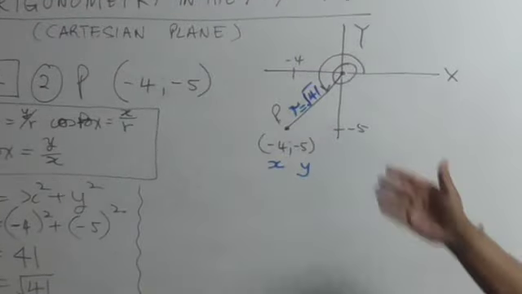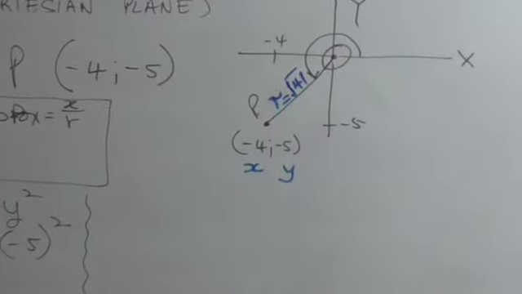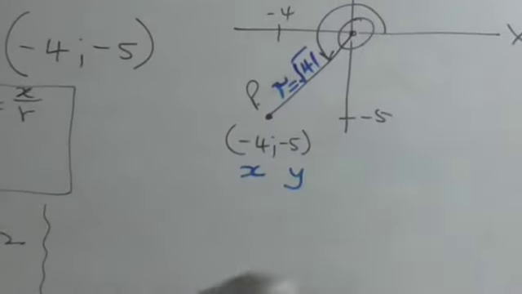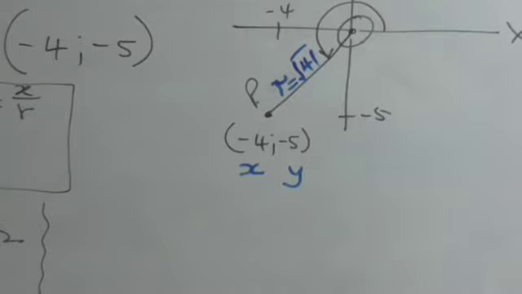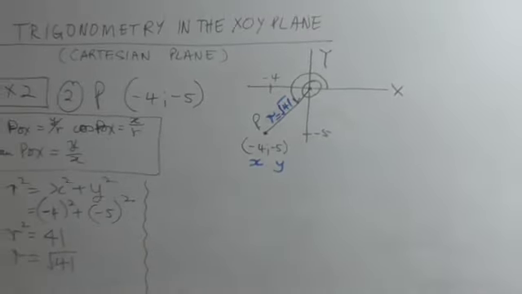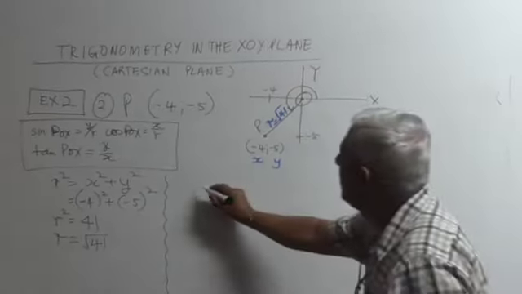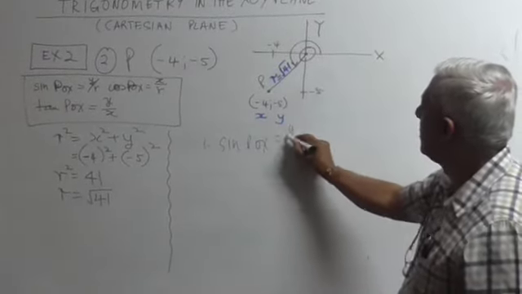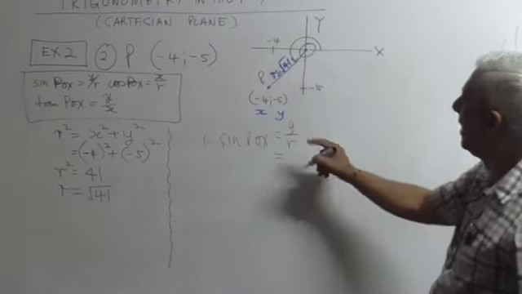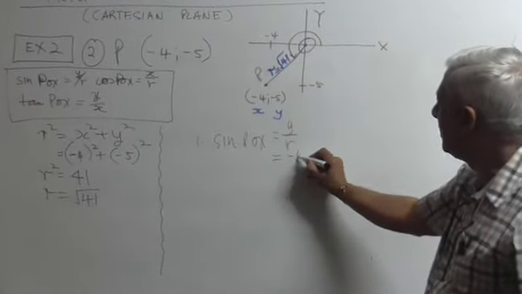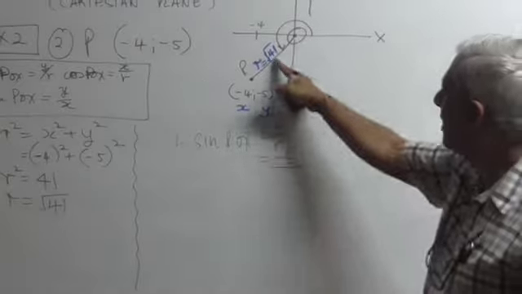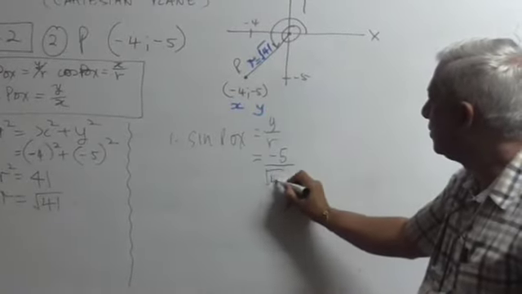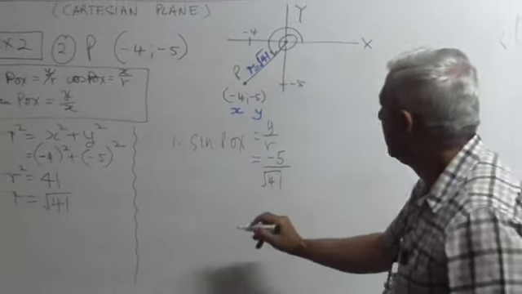Alright, so there's your diagram, and let's see what was the first question. Well, the first question was: find sine of the angle. So number 1, sine is equal to y over r, and y is -5, be careful, over r, which is root 41.